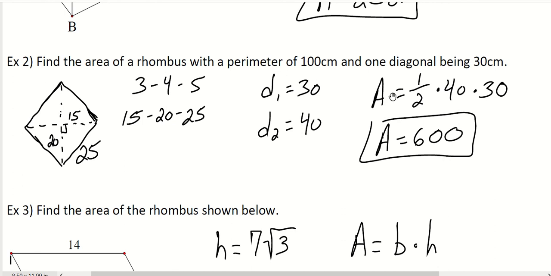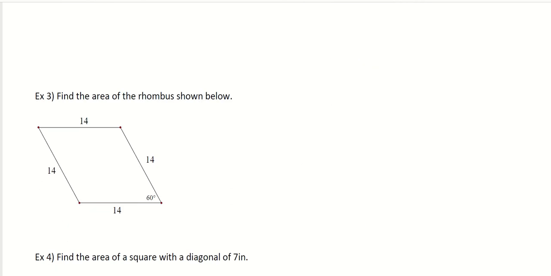Area of a kite, which a rhombus is, is 1/2 times diagonal 1 times diagonal 2, and we get 600 for this rhombus. 600, that should be centimeters squared. I left off my units. I need to include those. There we go. Area of this rhombus is 600 centimeters squared. Go ahead and try example 3 on your own. Find the area of the rhombus shown here. Pause the video now. Find the area of that rhombus.